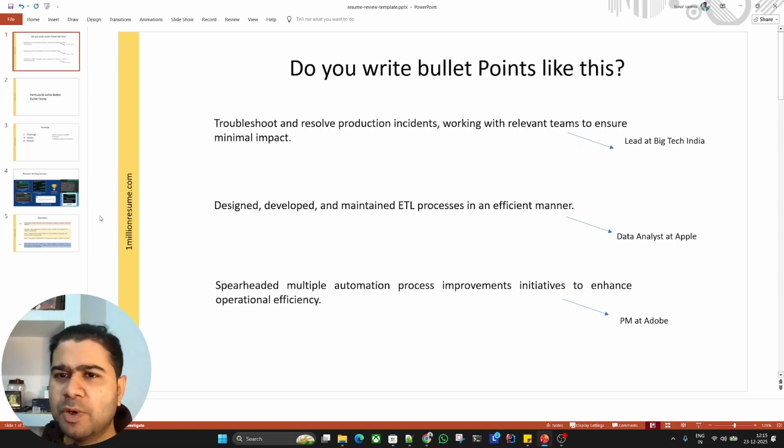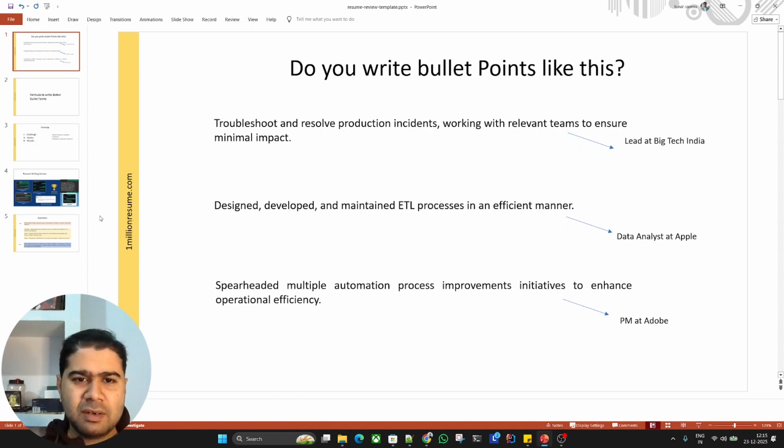Do you write bullet points like this? Troubleshoot and resolve production incidents, working with relevant teams to ensure minimal impact. So this is very generic and talking about what this person has done, not talking about the context or the background. Let's take one more example from a data analyst at Apple.